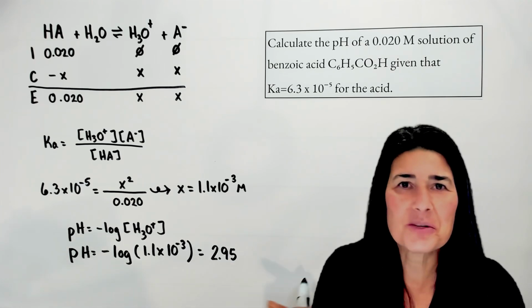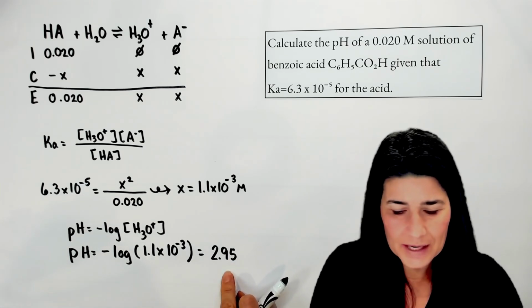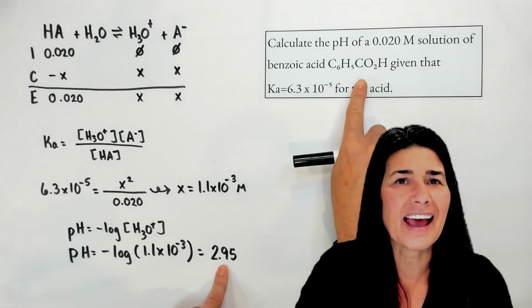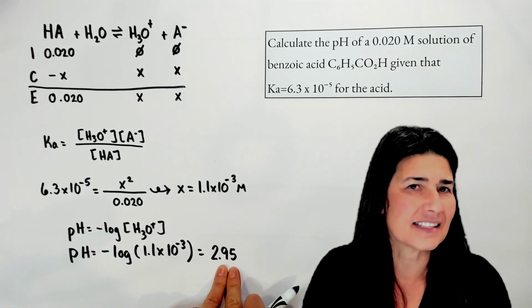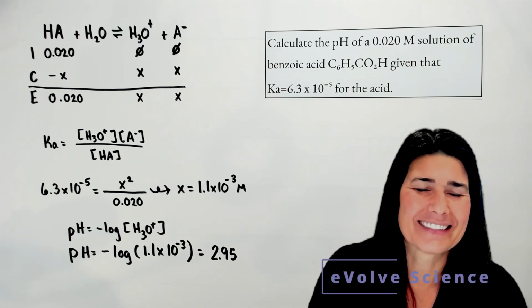And then you always want to do a double check. We got a pH of 2.95. We said we had a weak acid. This is an acidic pH. Makes sense. I hope that helps. Take care.